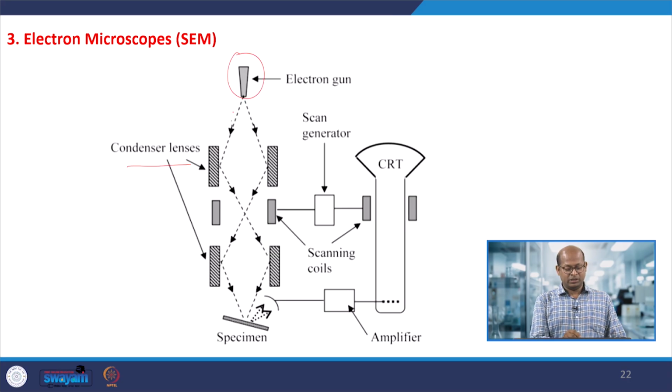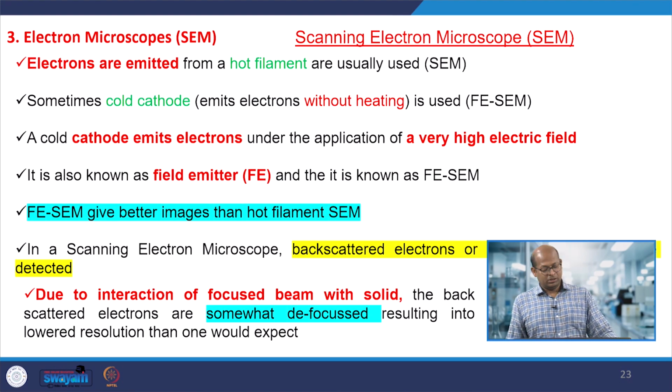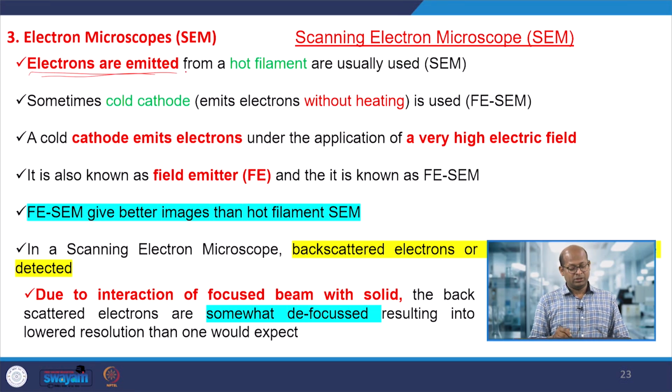This is the electron gun, the condenser lens, and then the beam is passed through the specimen or sample. Whatever transmitted electrons come and fall over the sample, there would be backscattered electrons. The electrons are emitted from hot filaments, or from some cathodes, which may also be of two different types.